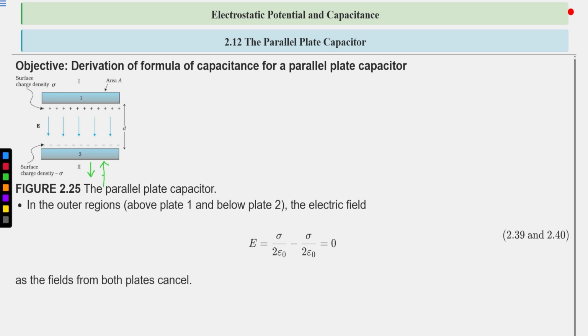In first region also, due to these negative charges, electric field direction in this first area is this. And due to these positive charges, electric field direction in this area is in outward direction. So electric field, because of these two charge distribution, will cancel out in this region also. So it will become sigma by 2 epsilon naught minus sigma by 2 epsilon naught equal to 0. So in these two regions, first and second, net electric field is 0, as the field from both the plates cancel out.